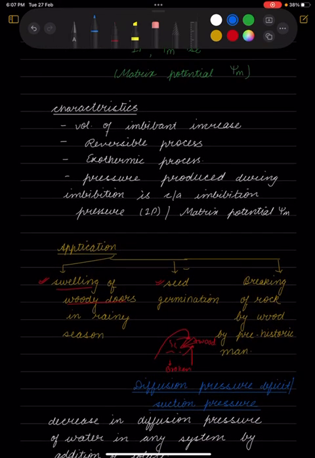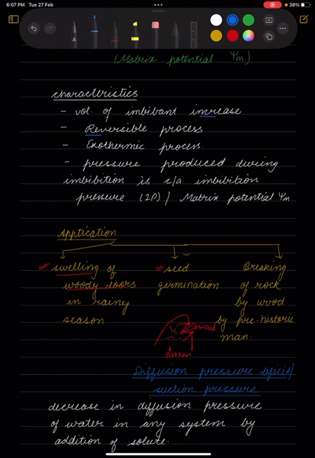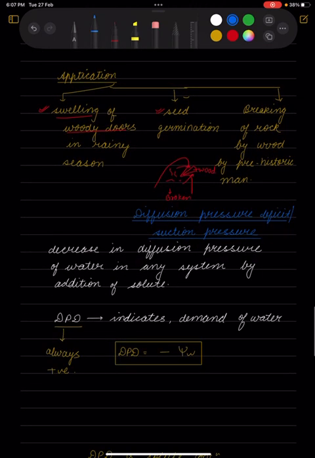So what are the characteristics of imbibition? The volume of the imbibant will increase. Of course, that's why our door was not closing in the rainy season. Another one is that it is a reversible process. The door was not closing in the rainy season because of absorption of water. When there is a sunny day, the water will be lost from the door, and it will close easily after 2 to 4 days. So it is a reversible process. Another effect is that it is an exothermic process. The pressure produced during imbibition is called the imbibition pressure, or the matrix potential. So the application I have already discussed.